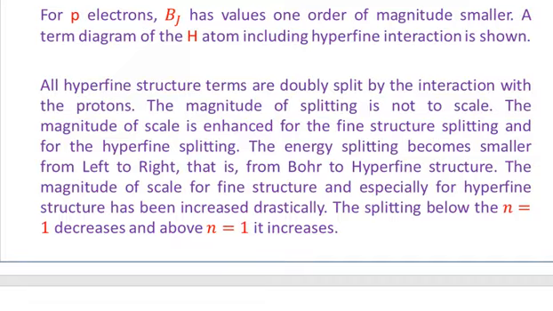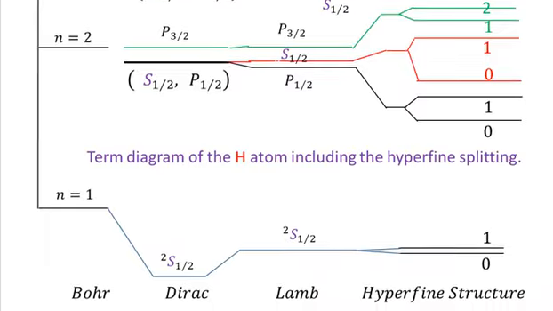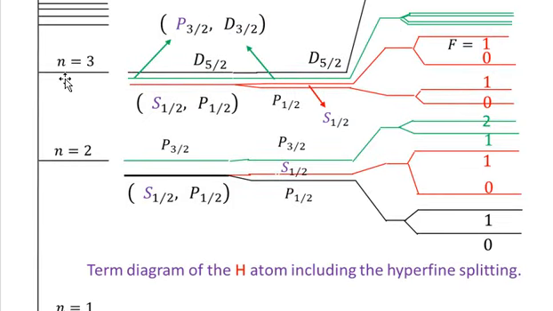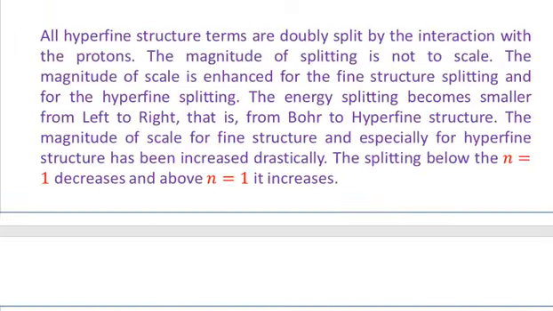The energy splitting becomes smaller from left to right, that is from Bohr to hyperfine structure. You know that these levels n equal to 1, n equal to 2, n equal to 3, and so on, these are the Bohr levels. And on the right hand side I have the hyperfine structure levels. So the energy splitting becomes smaller from left to right, that is from Bohr to hyperfine structure. The magnitude of scaling for the fine structure and especially for the hyperfine structure has been increased drastically.